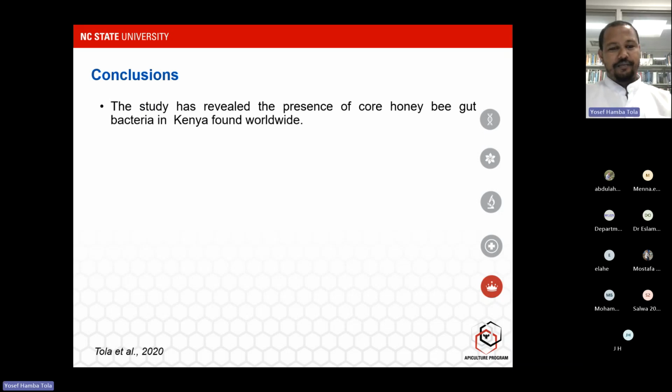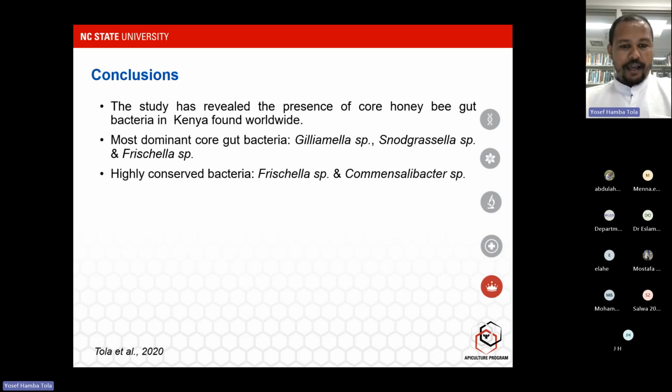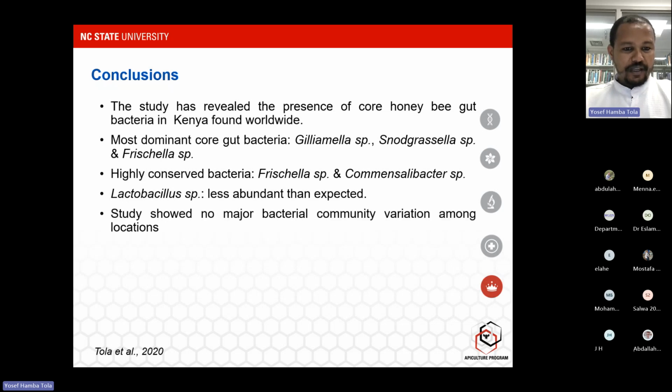Okay, good. Thank you. Again, the most core bacteria in this study from the honeybees are Gilliamella, Snodgrassella, and Frischella species. And the highly conserved bacteria from these studies, as I mentioned in the results part, are Frischella and Commensalibacter. And Lactobacillus is less abundant than we expected.